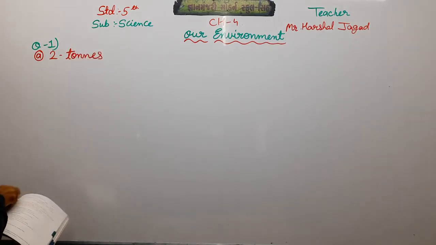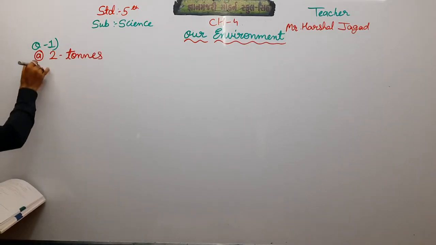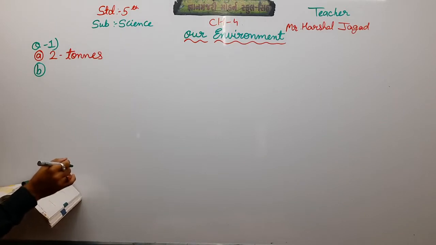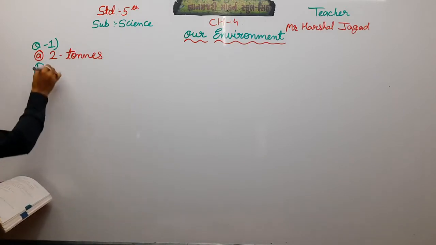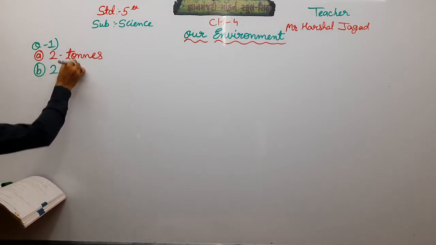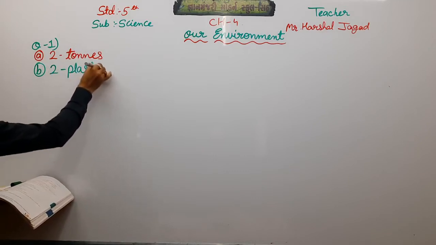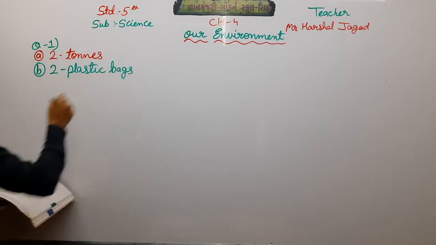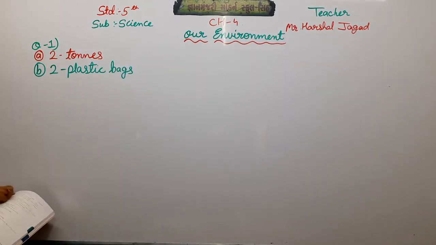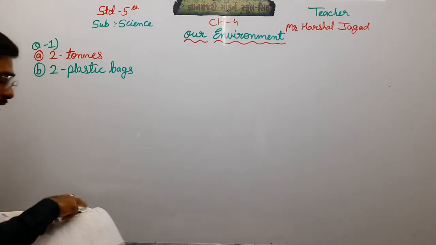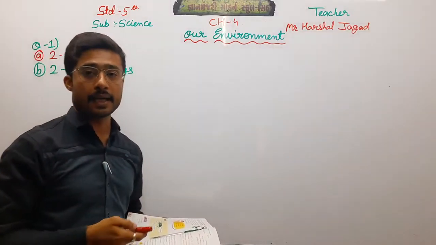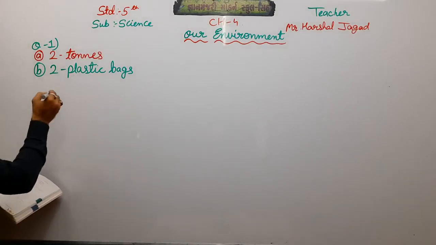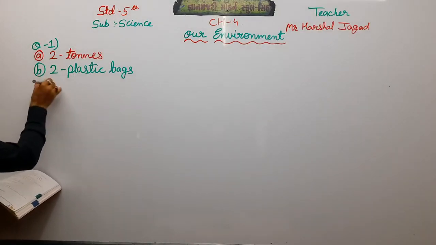Then the second one, B: dash are non-biodegradable, that is plastic bags. Third, C: dash plastic can be recycled. So dash plastic can be recycled, that is C, the first one, thick.